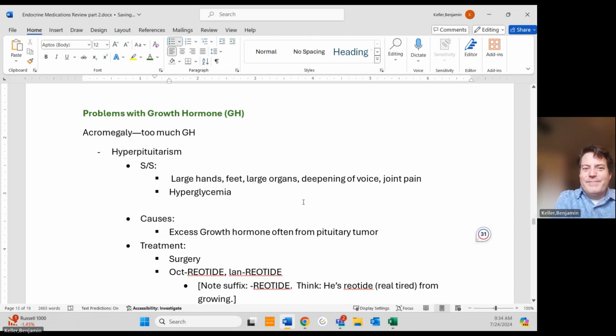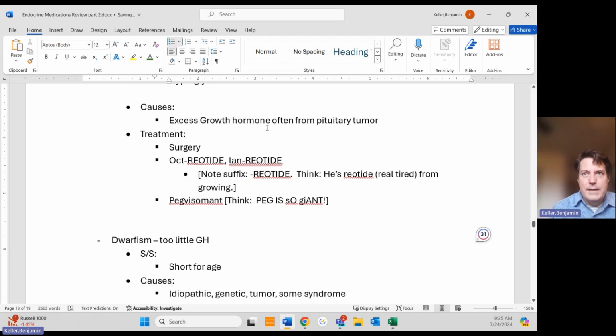Okay, we're into the home stretch here. Let's take a quick peek at the problems with growth hormone. With acromegaly, that's going to be too much growth hormone, and that's going to be like hyperpituitarism. You can see things like large hands and feet, large organs, deepening voice, joint pain, hyperglycemia, and it's caused by excess growth hormone, and it's often from a pituitary tumor. So the treatment oftentimes in there is going to be surgery.